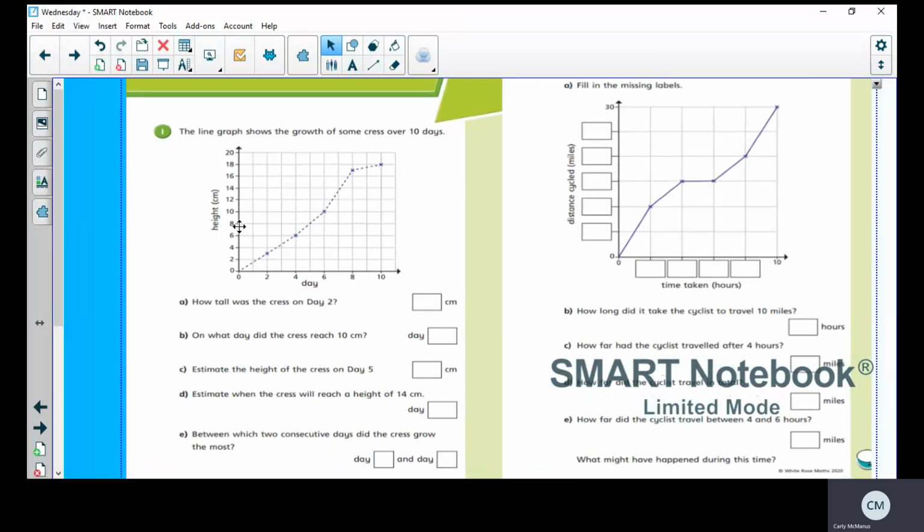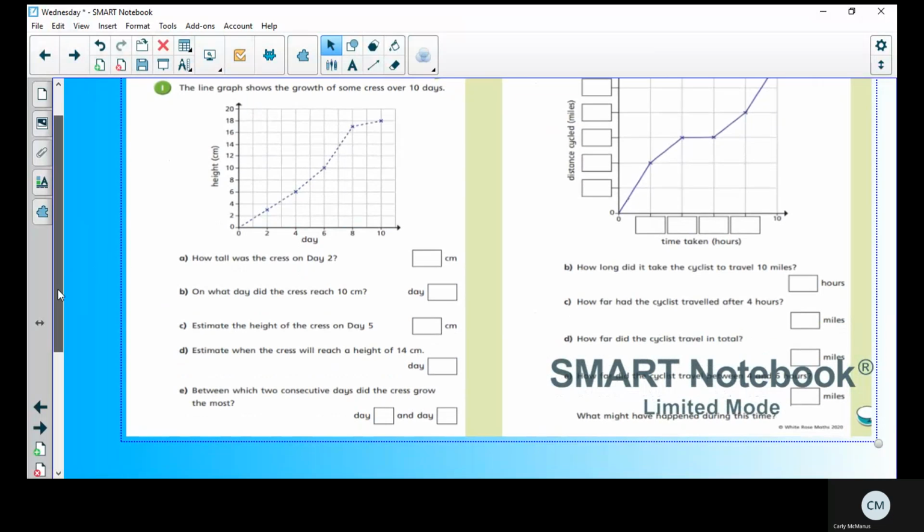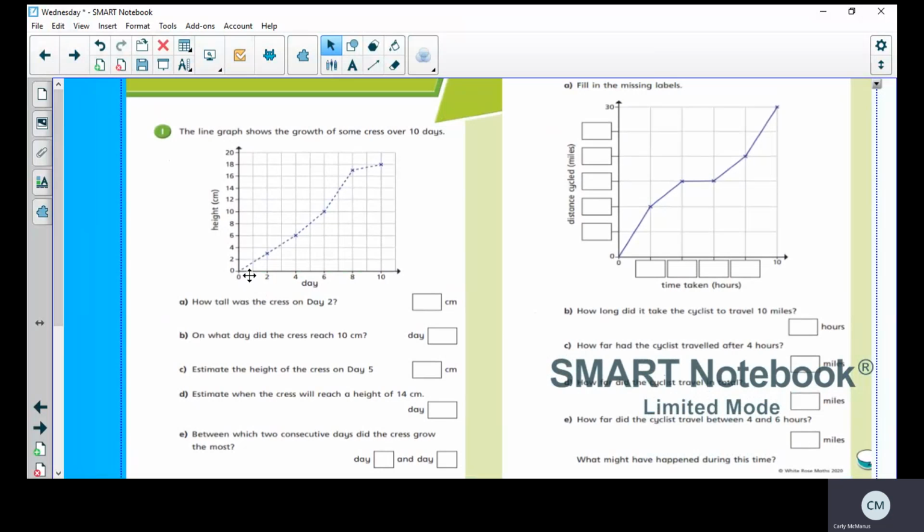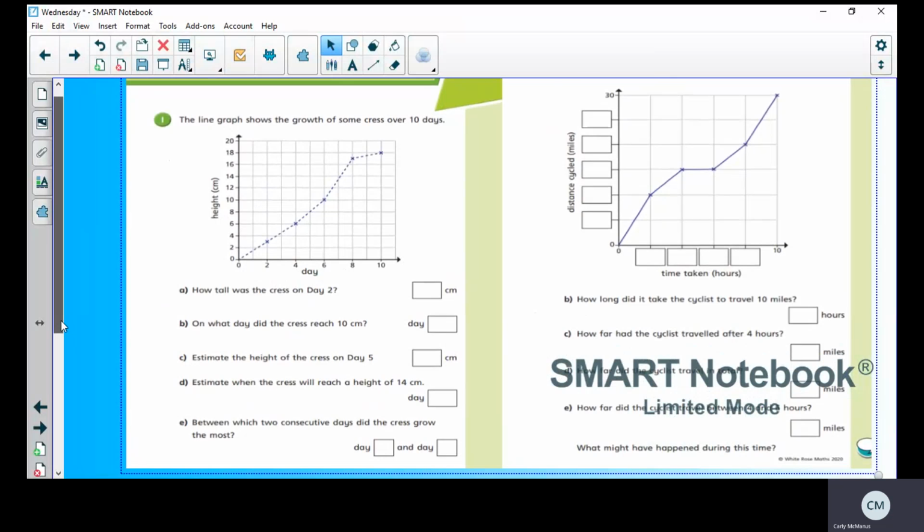On what day did the cress reach 10 centimetres? So you'll find 10 centimetres up here, go up the stairs and then go across, and then you'll find the answer. Estimate the height of the cress on day 5. So day 5 isn't labelled on here, but day 4 and 6 are. So think about where day 5 would be, and then go up the corridor and along the stairs, and you'll find out what it would be on day 5.